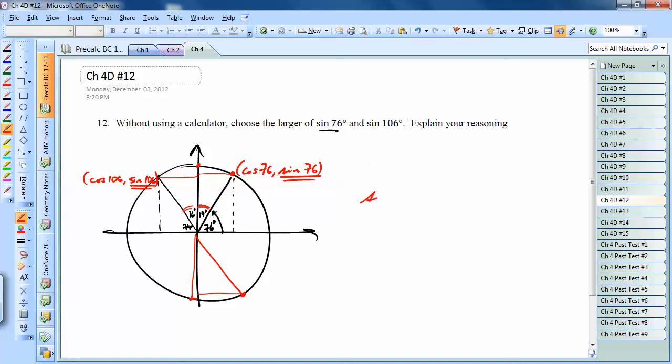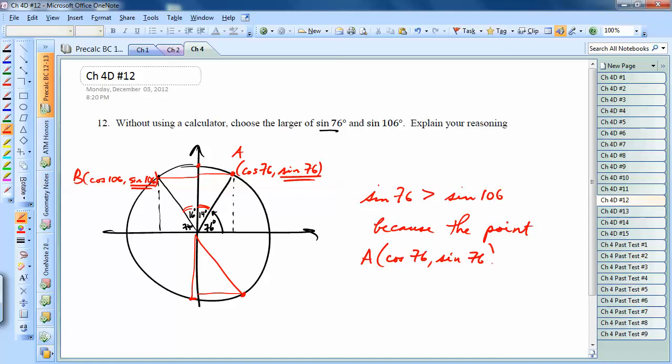Okay? So sine 76 is greater than sine 106 because, let's say, the point, let's call it A and B. The point A, cos 76, sine 76, is higher than B, which is cos 106, sine 106.